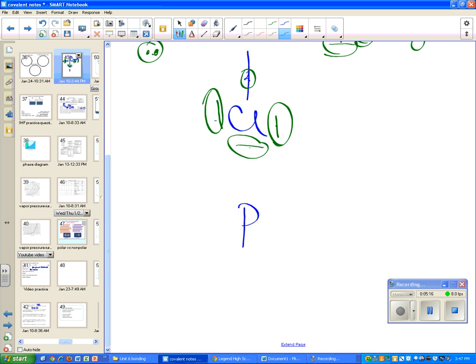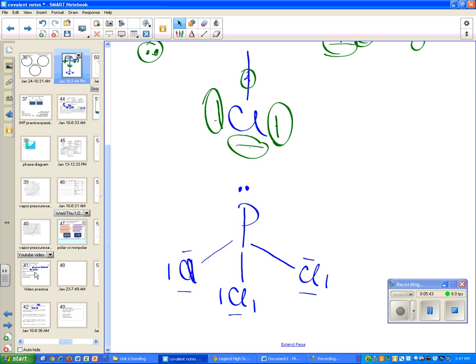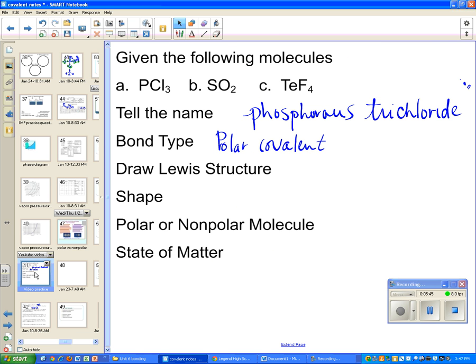Just very quickly, I'm going to draw this again to clean it up. Phosphorus in the middle. I'm going to draw it a little bent down, because that's what the lone pair does. The lone pair will push those chlorines down, causing it to skew the shape a little bit. Then I'm going to add my lone pair electrons around the chlorines. So that's what phosphorus trichloride would look like. If we go back to our list, I'm just going to quickly draw the Lewis structure.